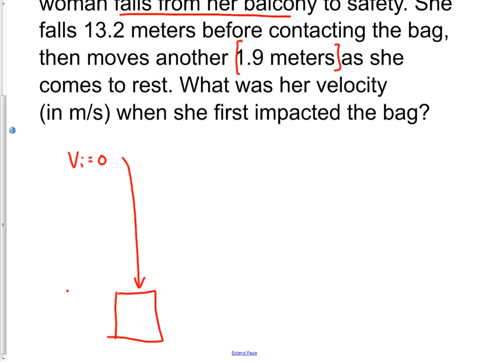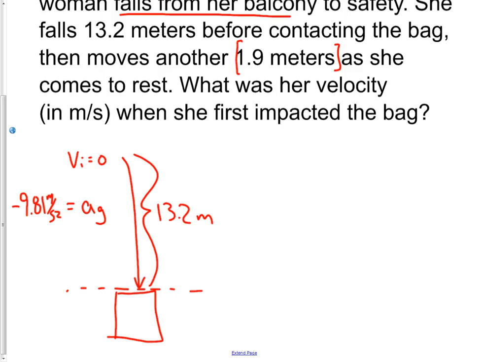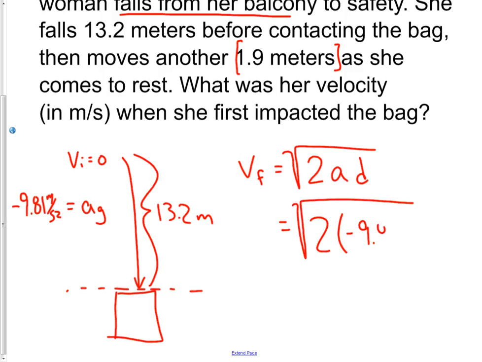So I'd break this problem up right when she hits the bag. The bag will push her up, and in the meantime, she was falling down due to gravity. So we've got negative 9.81 meters per second squared of acceleration as she's falling. And we've also got VI is 0, and we've also got that this distance is 13.2 meters. That allows us to choose the equation that VF is the square root of 2 times the acceleration times the distance. We're plugging in 2 times negative 9.81 meters per second squared times, careful here, negative 13.2 meters. And the reason that has to be negative is because she fell down that far. Those two negatives cancel, and that allows us to actually solve for an answer.